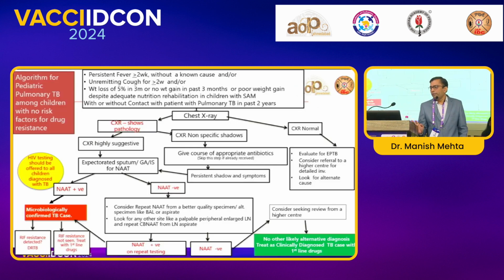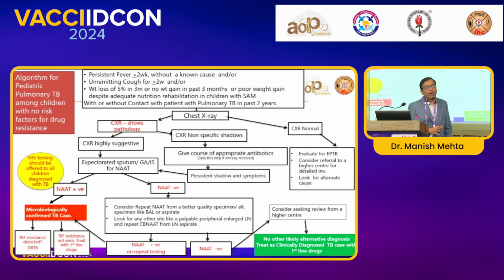So this is the algorithm. In a suspected case of tuberculosis, first go for X-ray. If the X-ray is suggestive of tuberculosis, go for NAT. If NAT is positive, treat. If the X-ray is not suggestive, give an antibiotic trial if not given previously, avoiding those 3 antibiotics. If there is a persistent shadow after 7 days of antibiotics, then again go for NAT. NAT positive, treat. NAT negative, try for another sample at a good place. If still not getting a result, try gastric lavage and induced sputum. If you have done all these things and still strongly suspect tuberculosis, treat as a clinically diagnosed case of tuberculosis. Otherwise, refer to an expert.